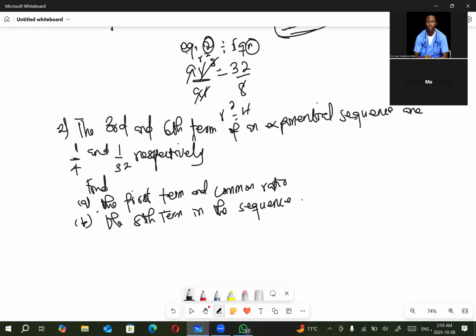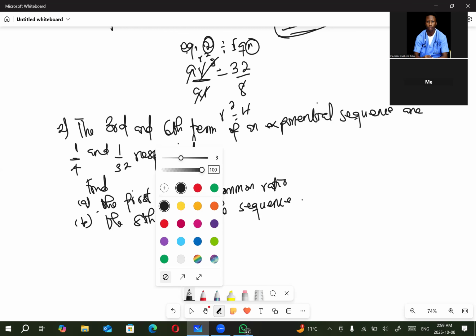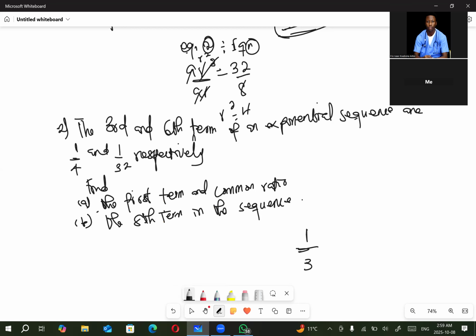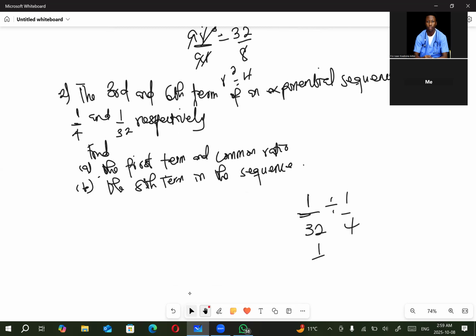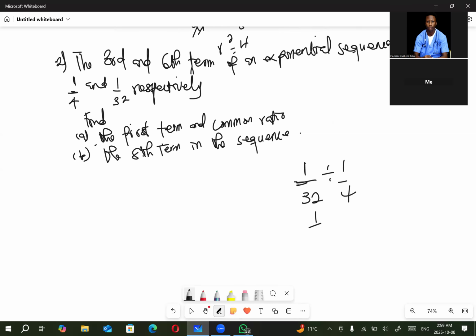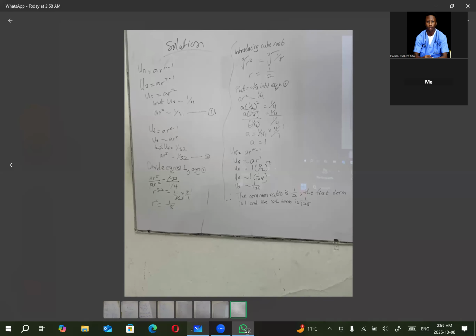You have 1 over 32 divided by 1 over 4. So if you want to solve this, it should be 1 over 32. For division, you introduce multiplication, then you turn the other fraction upside down. That's what she did. So that'll be 1 over 8.